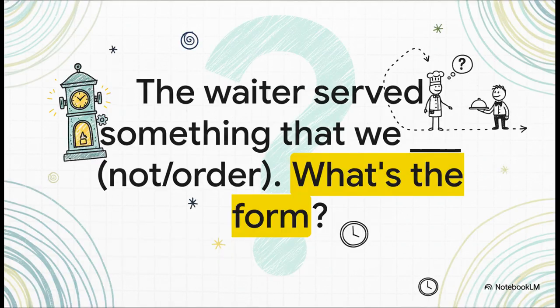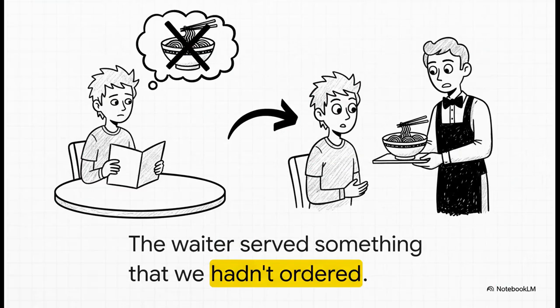Perfect. Okay, let's try a negative one now. The action of ordering, or in this case, not ordering, happened before the waiter served the food. So what's the right way to say this? Exactly. We hadn't ordered it. The decision not to order came way before that dish ever showed up at our table. See how much clearer that makes the story?